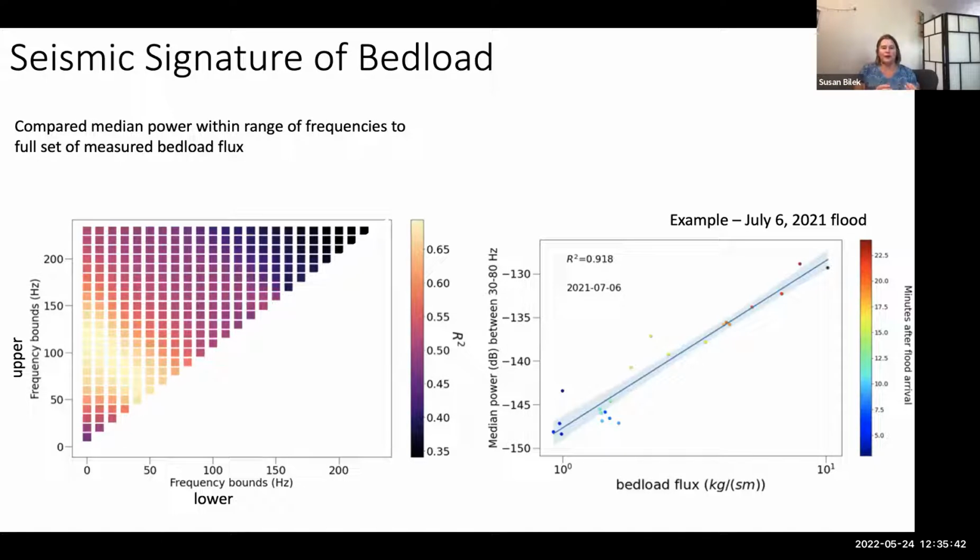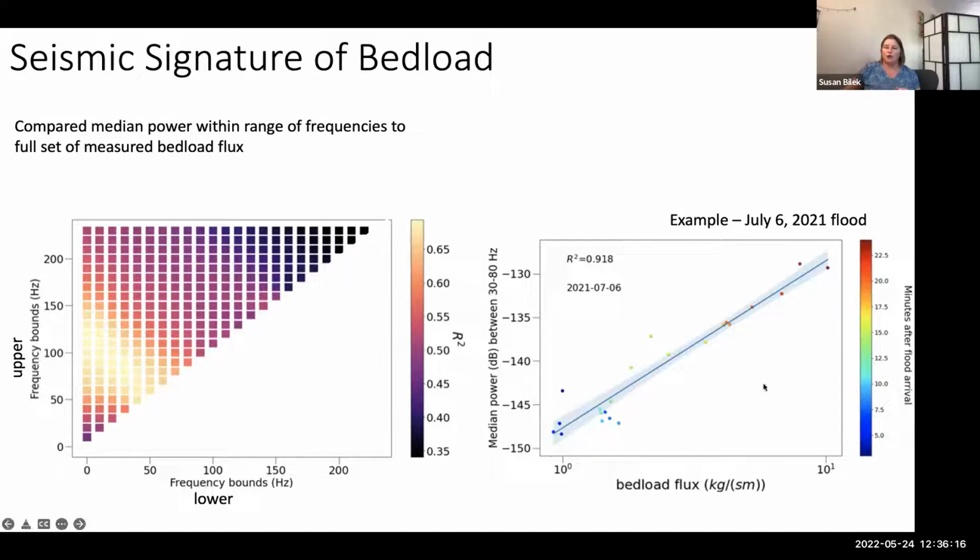So if we take the measurements of the bed load flux, what we can do is test a range of frequency bands over which we relate the median power within a band to the measured bed load flux over time. And so what we're doing here is taking all of the bed load flux that we have over several years, and we track the linear regression R squared of the fit within that particular frequency band.